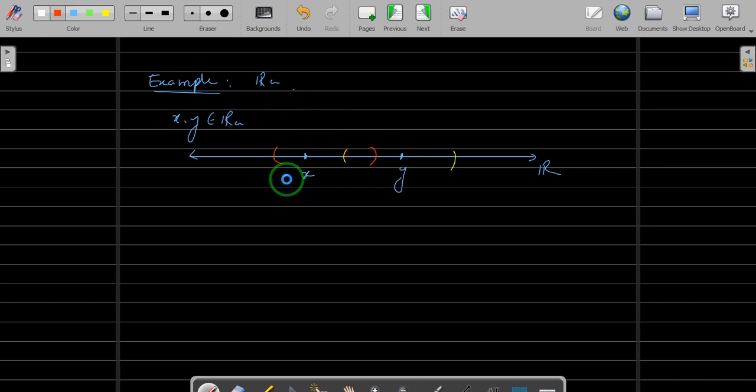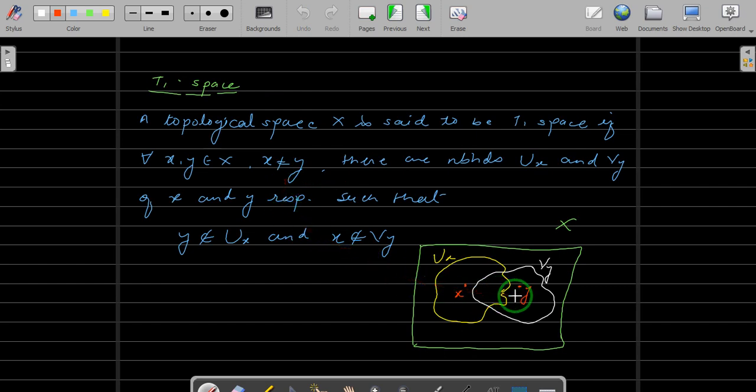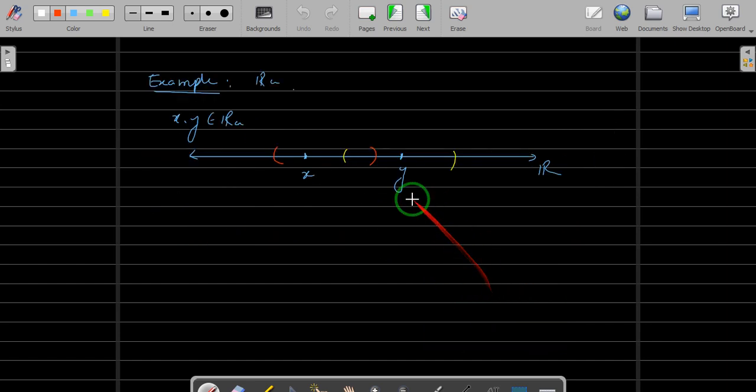Now again, remember, this says x should not be in the neighborhood of y and y should not be in the neighborhood of x. But it never said that there is no intersection. There may be some intersection, like here in R. We have taken this neighborhood and we have taken this neighborhood, so there is an intersection between these two neighborhoods.